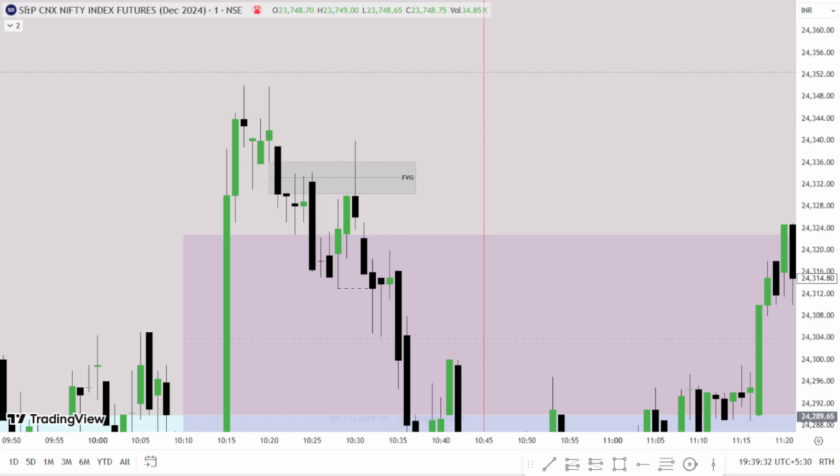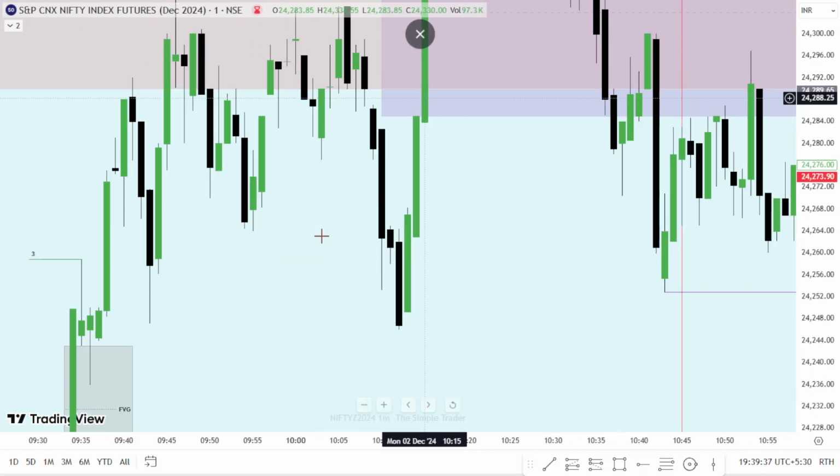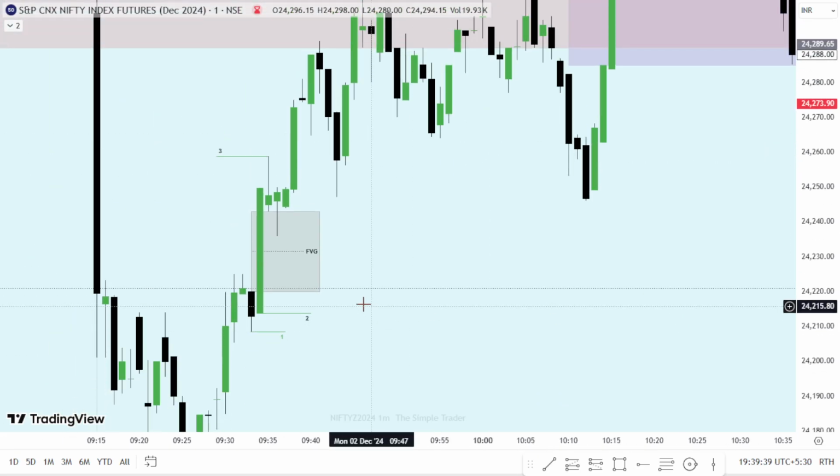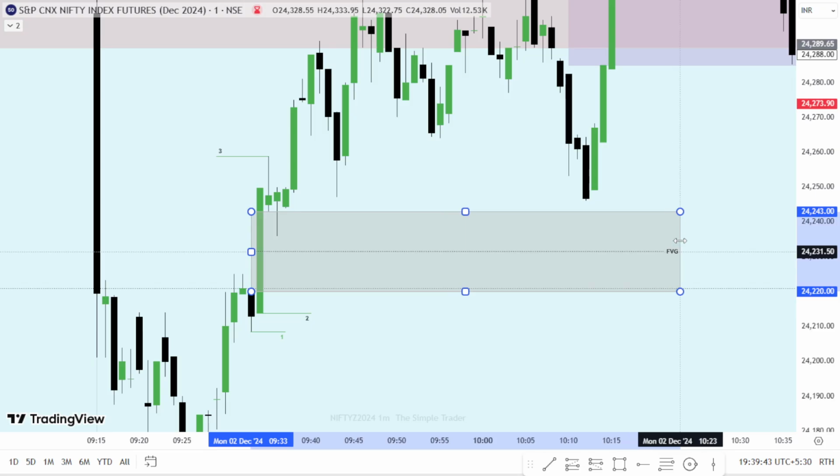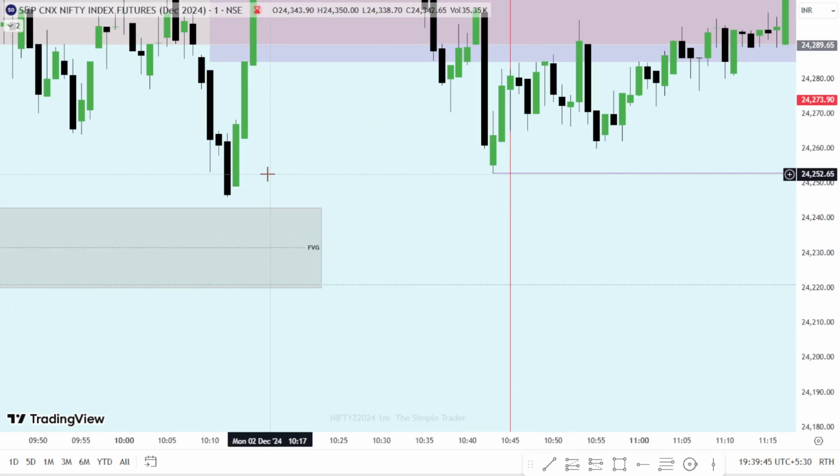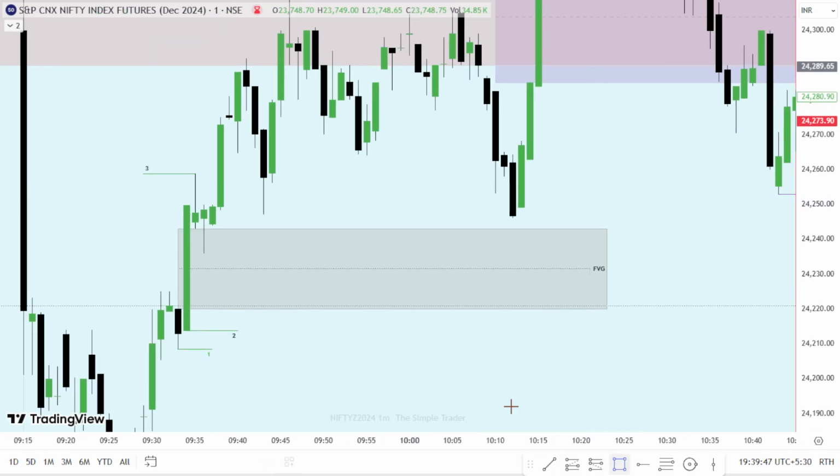Similarly, these are bearish fair value gaps, and this is a bullish fair value gap. These fair value gaps can also be extended for price to again come and hit it. This is another bullish fair value gap.